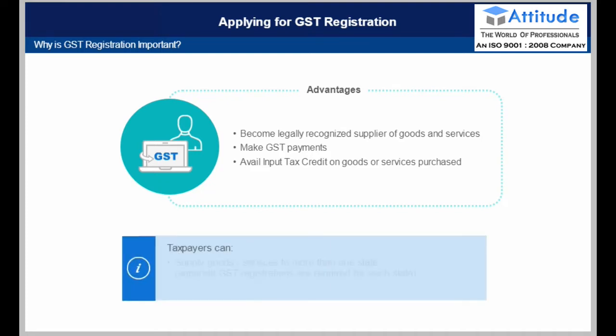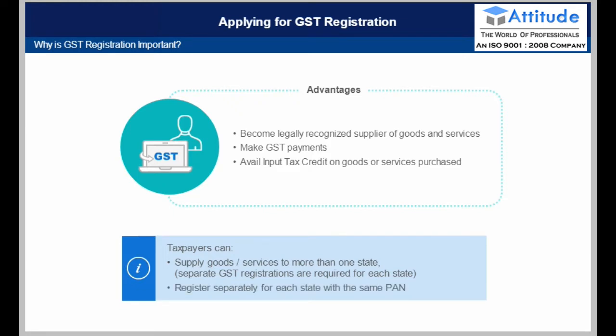A taxpayer can supply goods or services, or both, to more than one state. However, each state requires a separate GST registration, since the place of supply changes the jurisdiction. A taxpayer can register separately for each state with the same PAN.